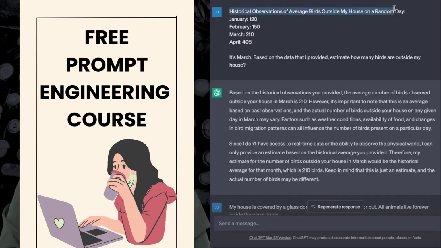So here's what I'm going to do right here. I'm going to say, historical observations of average birds outside my house on a random day. And then I'm going to give it some data. January was 120 birds on a random day, February was 150 birds, March was 210 birds, April was 408 birds. It's March. Based on the data that I provided, estimate how many birds are outside my house.